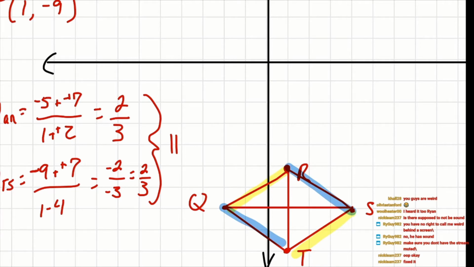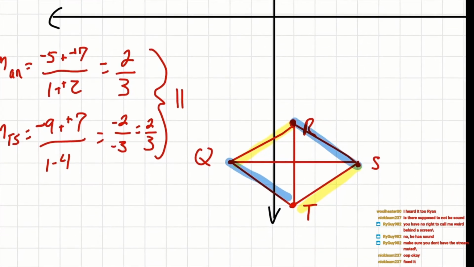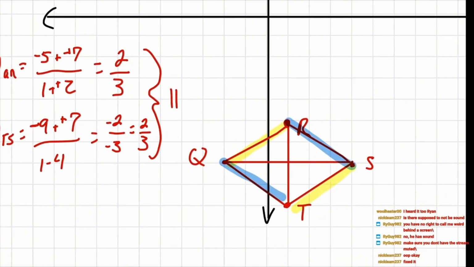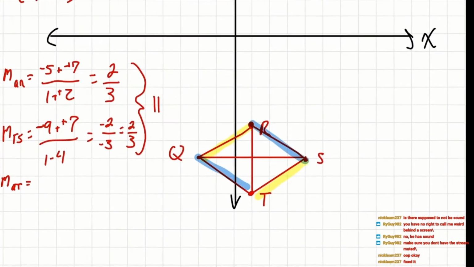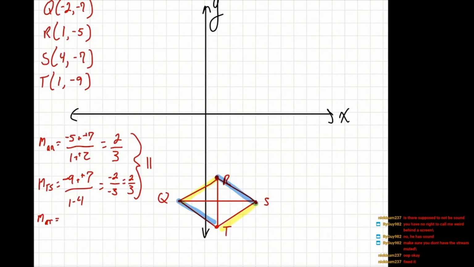Now let's do the other 2 sides. The other 2 sides are going to be the blue ones in this case, which is QT and RS. So I'm going to do the slope of QT is equal to -9 minus -7 over 1 minus -2.